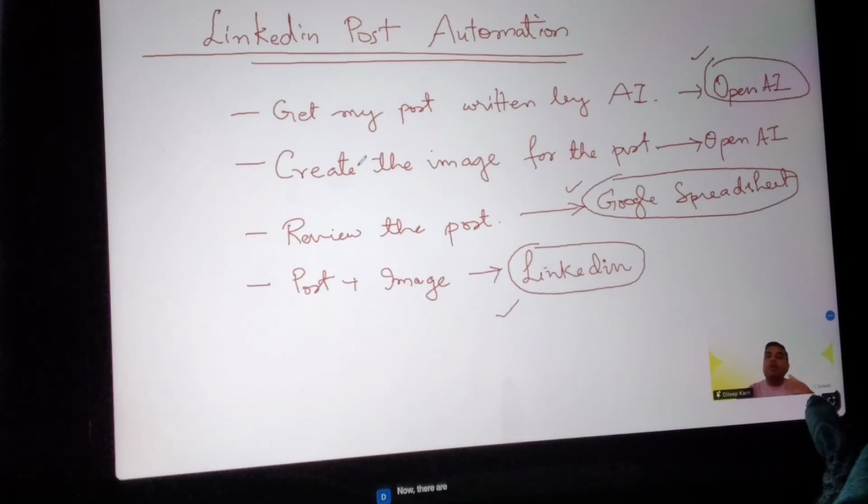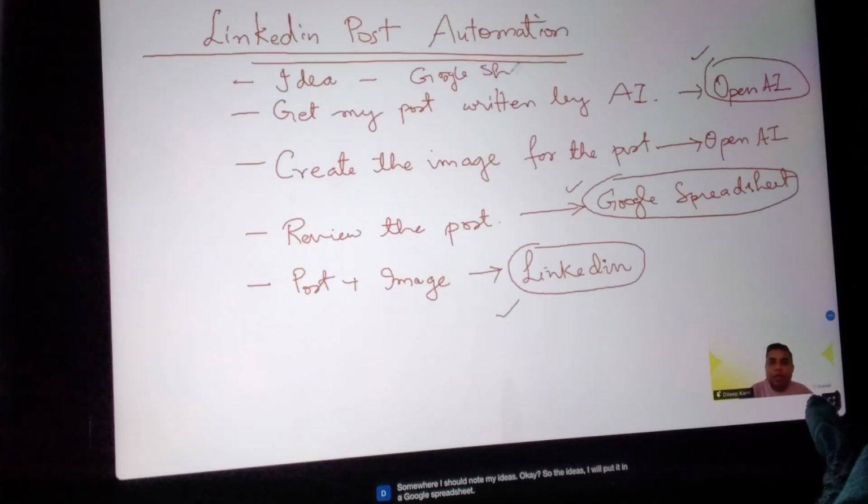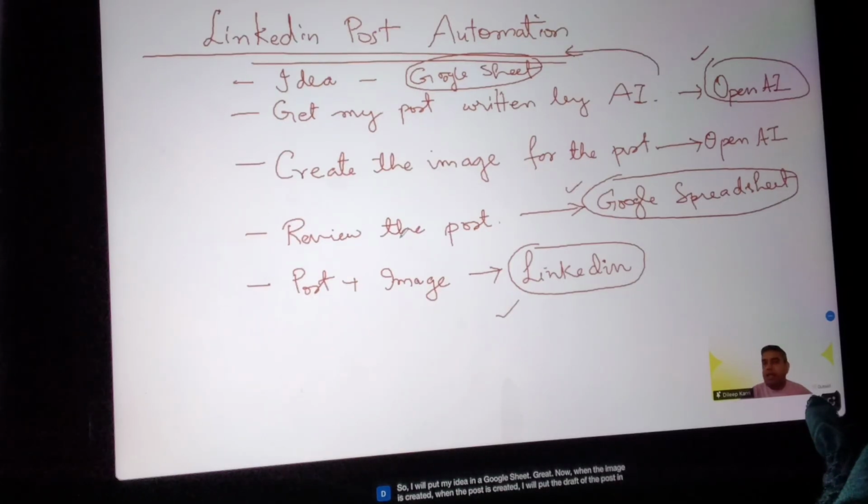Now, there are some more nuances that will come when you're trying to build out your automation. You will have to think in terms of extremely step by step. Then only this will work. For example, if I want to get my post written by AI, where do I get the idea or where do I put my idea? Somewhere I should note my ideas. So the ideas I will put in a Google spreadsheet. So I will put my idea in a Google sheet. Great. Now when the post is created, I will put the draft of the post in a Google sheet. That will be fine.